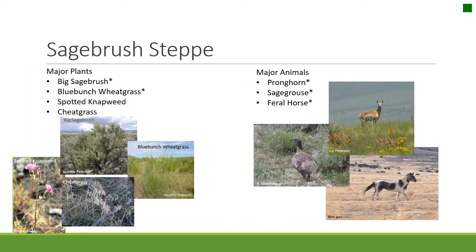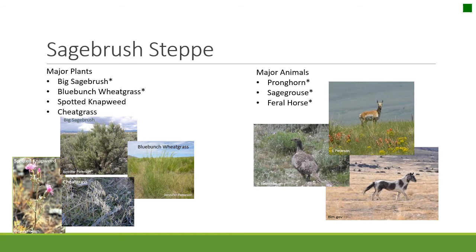Some plants that we might find in the sagebrush steppe or sagebrush grassland ecosystem: of course, big sagebrush. Many different kinds of sagebrush, but big sagebrush is the one that's really iconic in this ecoregion. Bluebunch wheatgrass would be in the understory. Some invasive plants like spotted knapweed would be common in some areas. And then, of course, I mentioned already this role of increasing cheatgrass in the understory.